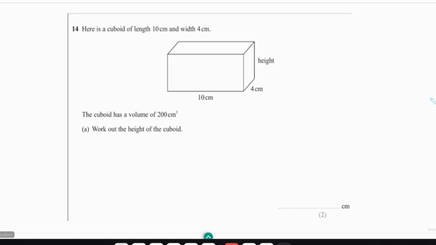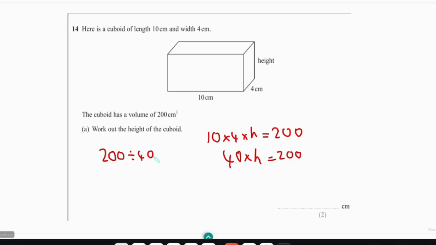Here is a cuboid of length 10 and width 4. The cuboid has a volume of 200 centimetres cubed. Work out the height. So we know 10 times 4 times the height is 200. 10 times 4 is 40. So how do I work out what this h is? I need to divide both sides by 40. What's 200 divided by 40? I like to write it as a fraction. Zeros cancel. 20 divided by 4 is 5.